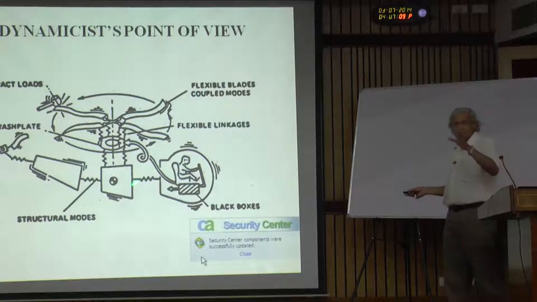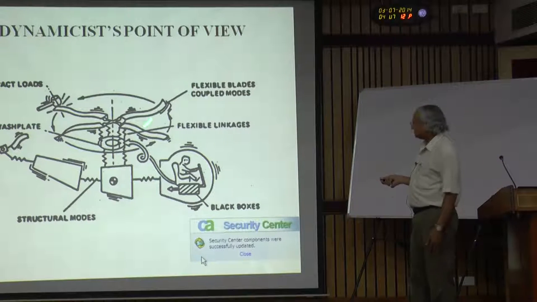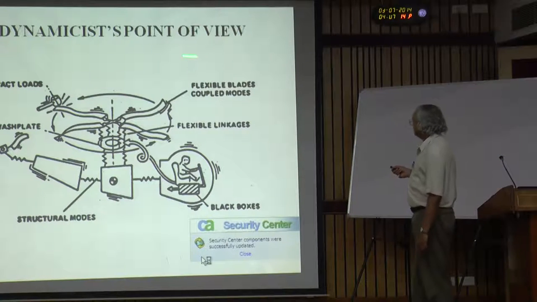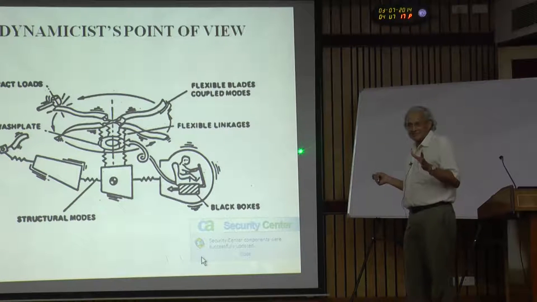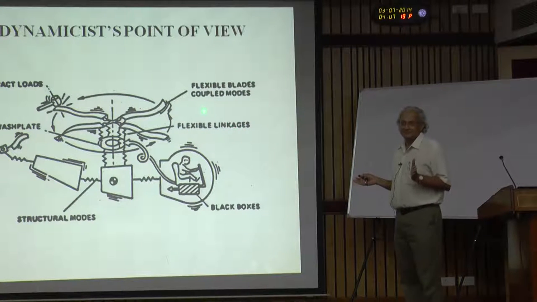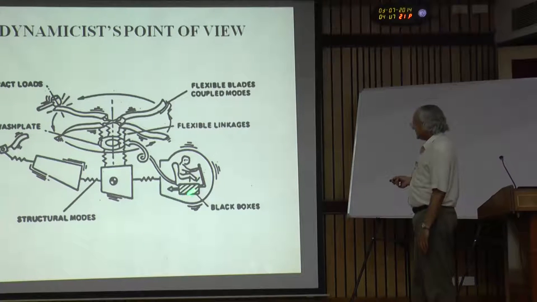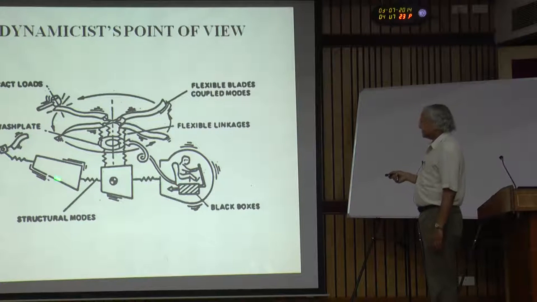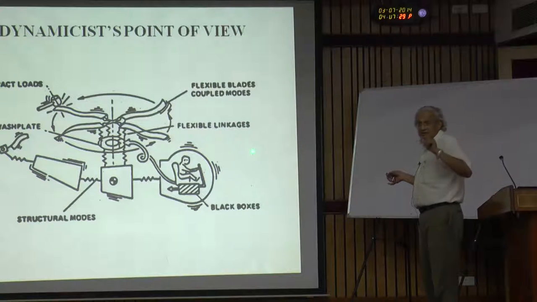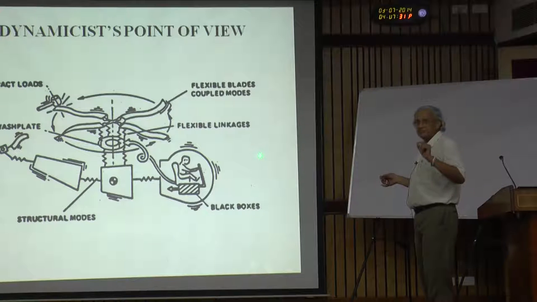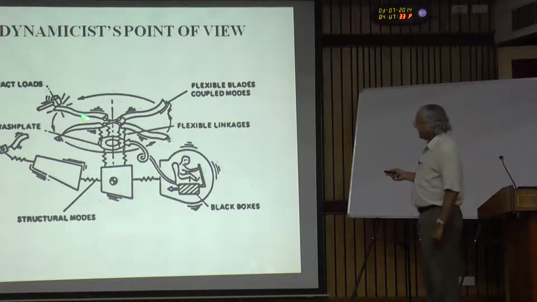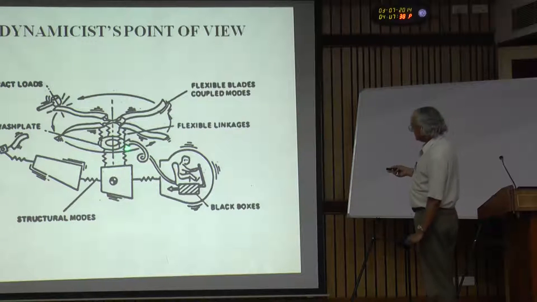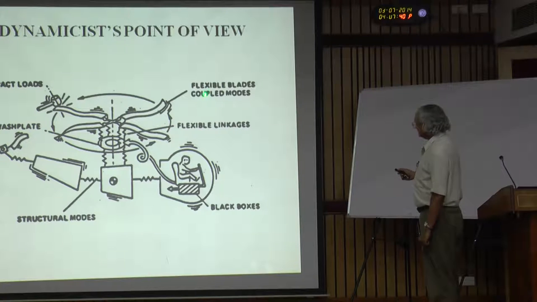But if you look at vibration as a model, this is how a dynamicist looks at the vehicle. Because the pilot is sitting in a cockpit, of course, it's a flexible fuselage. And the blades are also flexible, so they are like beams, but rotating beams. And these beams are controlled through various control rods. So everything is represented by a spring. So you say blades are coupled.